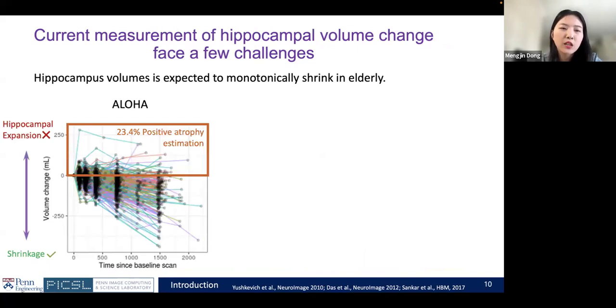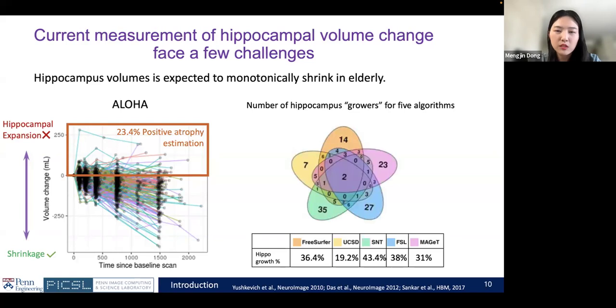As a result of the measurement that I have described, although the hippocampus volume is expected to shrink monotonically over time, which is expected for elderly people, but not young adults, the measurements actually detect roughly a quarter of areas with positive hippocampus expansion, which should be due to measurement differences. In another study where researchers conducted analysis with 5 different algorithms, they also found that the percentage of hippocampus growth varied from 20% to 40%. And also the subjects detected with hippocampus growth do not overlap much across these different algorithms.